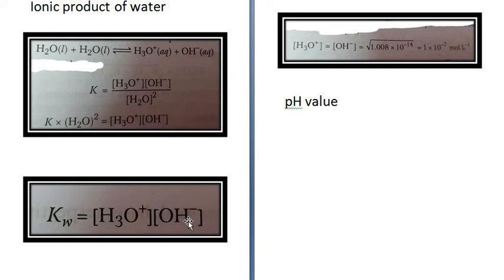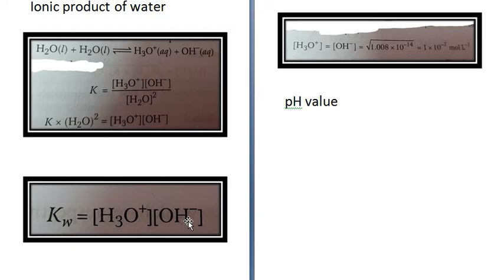The constant Kw is known as the ionic product of water, and its value is equal to 1.008 into 10 to power minus 14 mole square per liter square at 298 Kelvin.